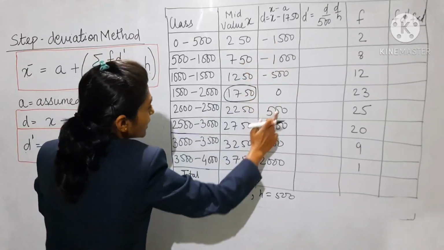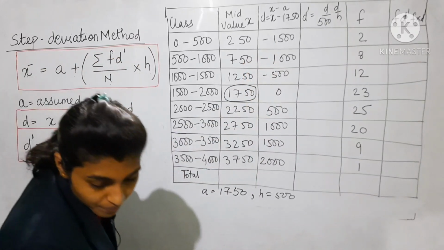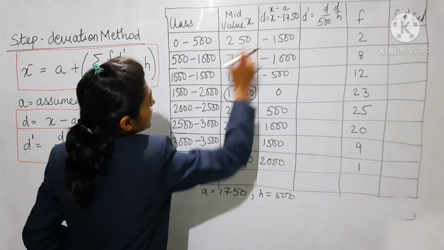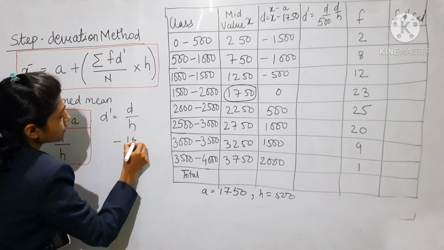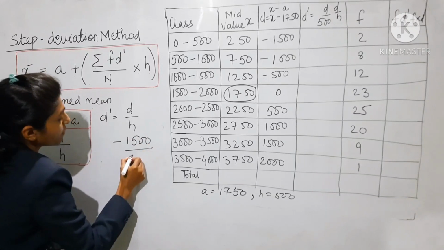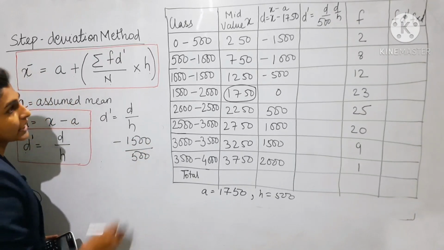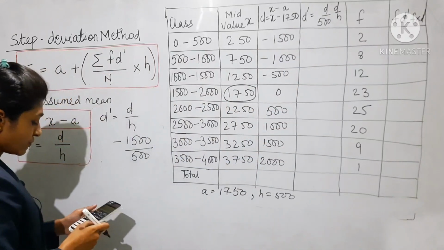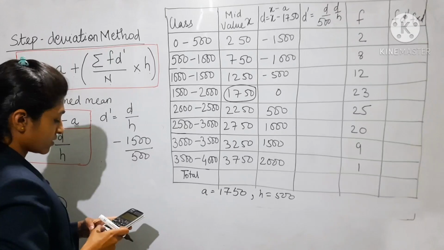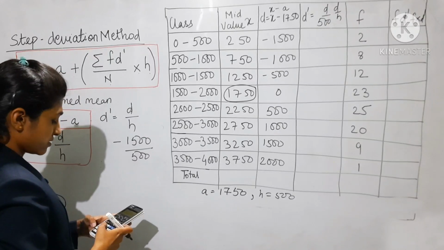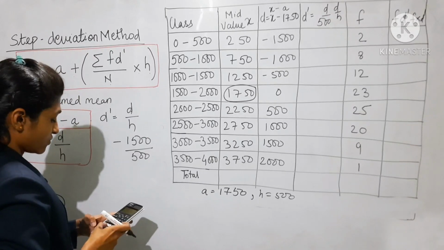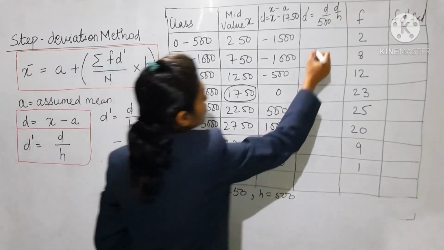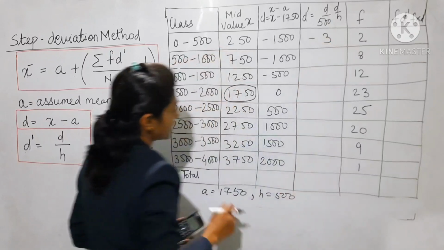D I have already found. So for the first class, D is minus 1500 divided by 500. In the rough work I am showing, and the final answer I am writing here. So minus 1500 divided by 500, we get minus 3. Do not forget the sign, minus 3.